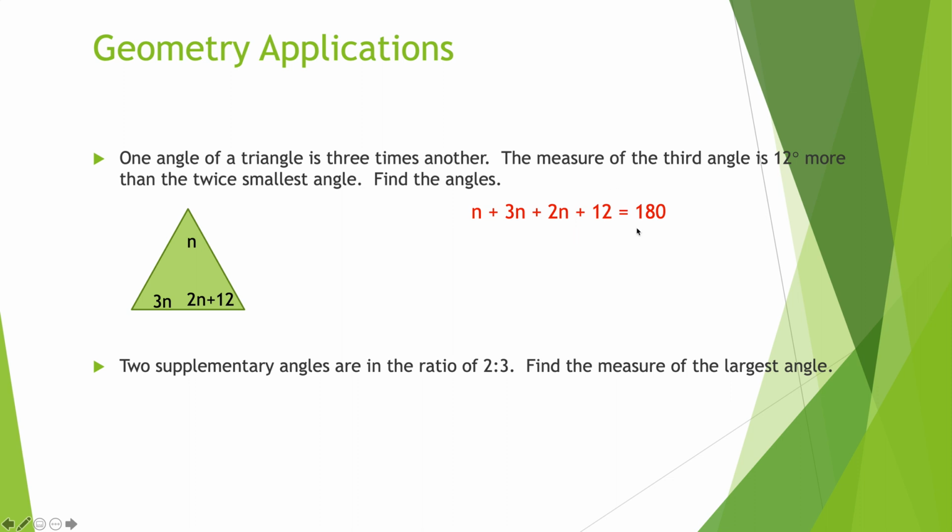Once you have the equation set, we always look, is it a same side situation or is it opposite side? At first, you look for same side. At first, I see same side, and 1n and 3n are 4n's, and 2 more n's make 6n, plus 12 is 180. Subtract 12 from both sides. 6n is 168. Divide by 6, and I get n is equal to 28.